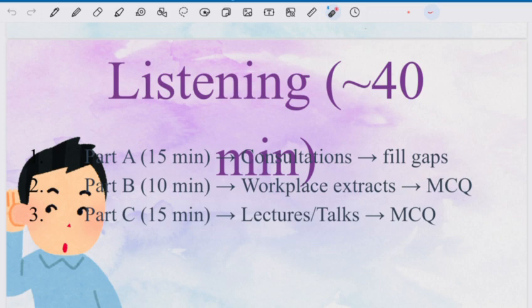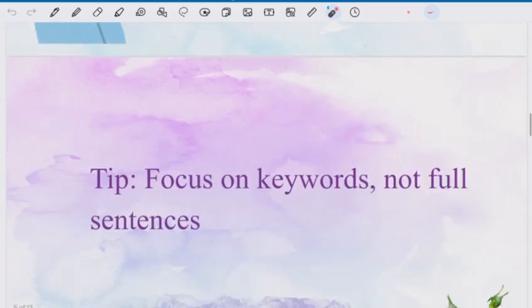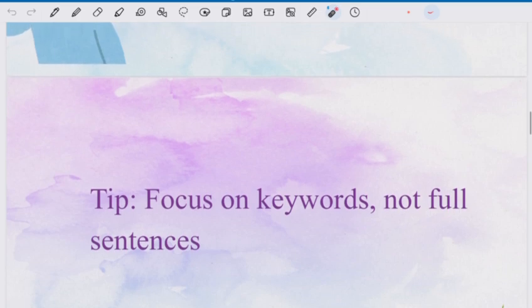All right. So, my tip for listening is don't try to write full sentences. You won't be able to do that. Focus on keywords and context. That's enough to get the right answer. Just listen, and whenever you think that it's relevant, then write it down. Okay? Don't overthink. It's the time of speed and accuracy both, right?